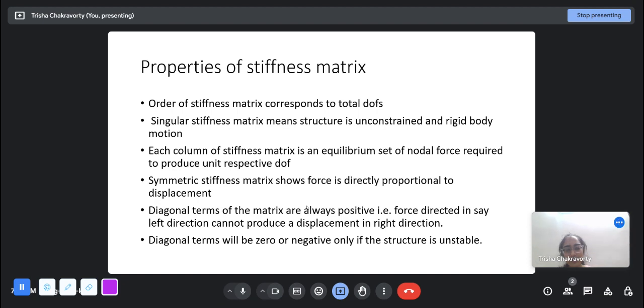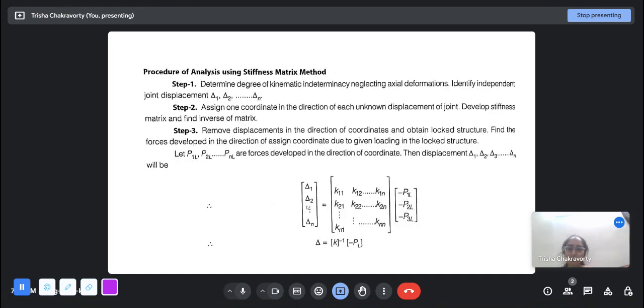Diagonal terms of a stiffness matrix are always positive. That is, a force directed in, say, the left direction cannot produce a displacement in the right direction. And the diagonal terms will be zero or negative only if the structure is unstable. Now we move on to the procedure of analysis using the stiffness matrix method.